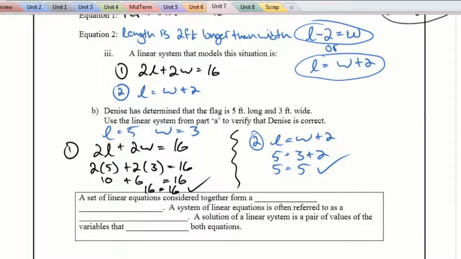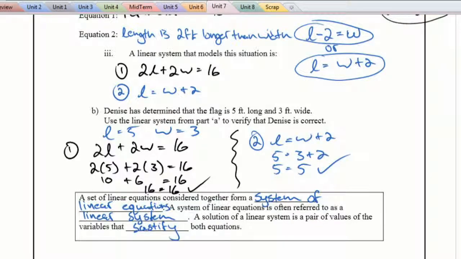A set of linear equations considered together forms a system of linear equations. A system of linear equations is often referred to as a linear system. A solution of a linear system is a pair of values of the variables that satisfies both equations.